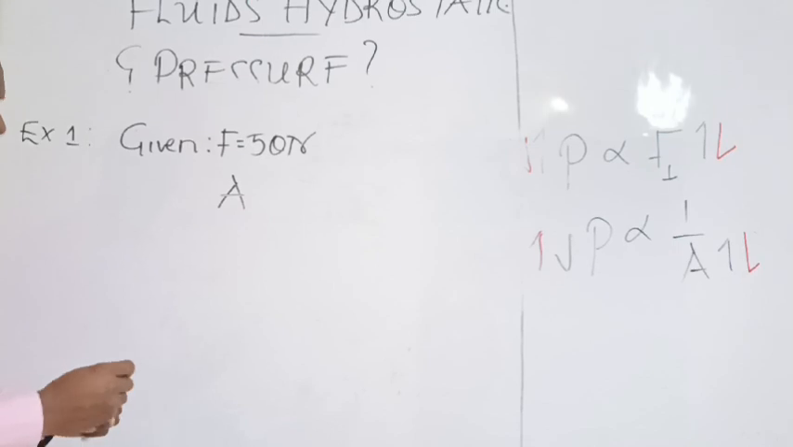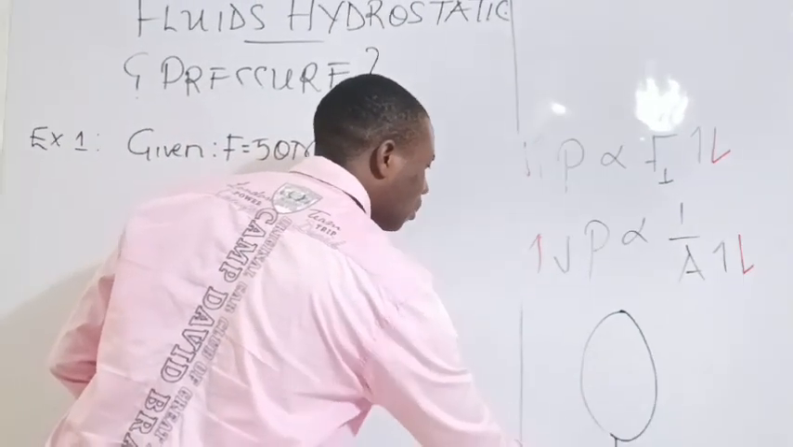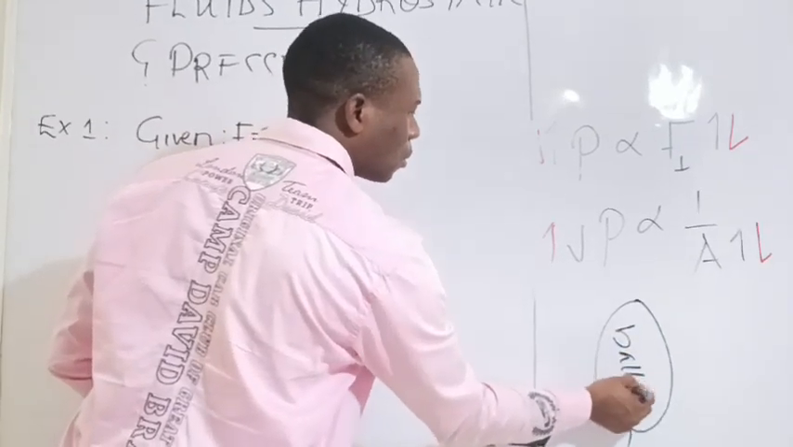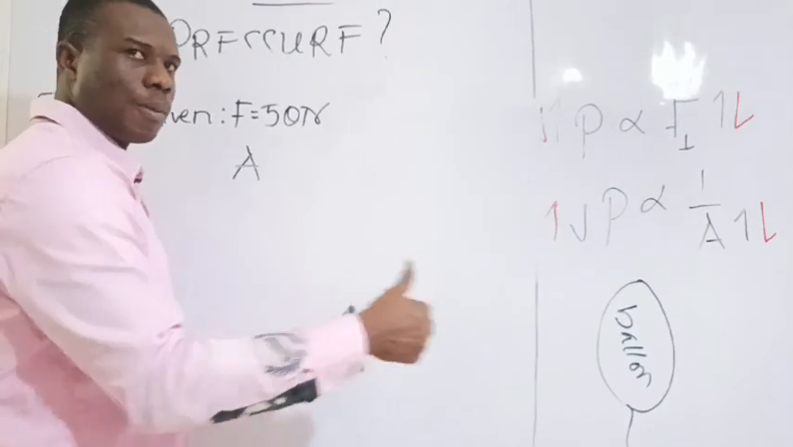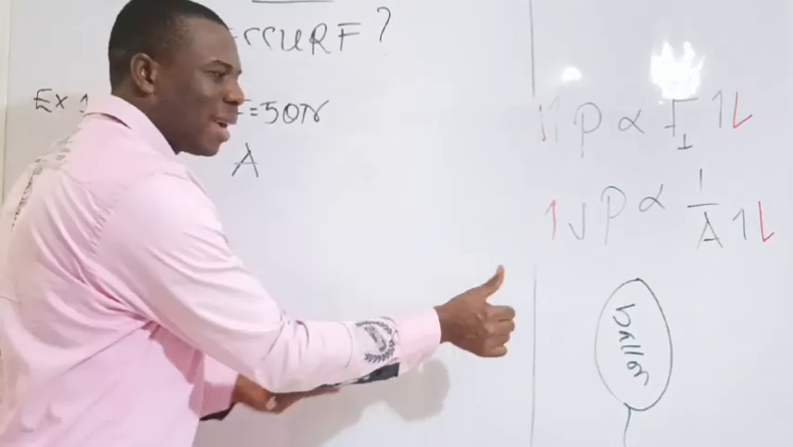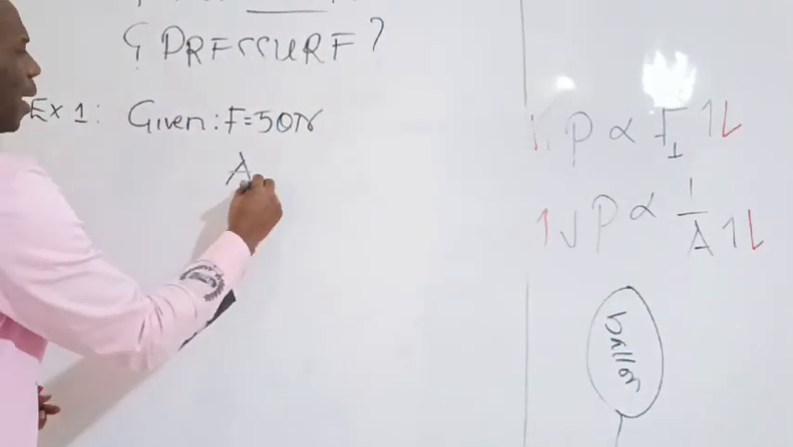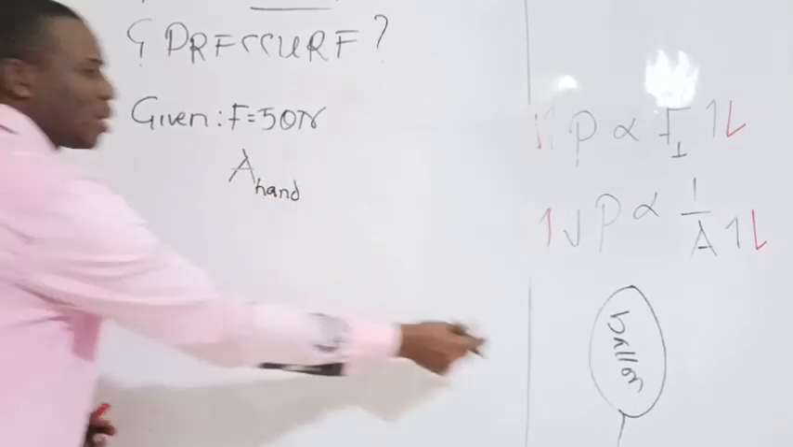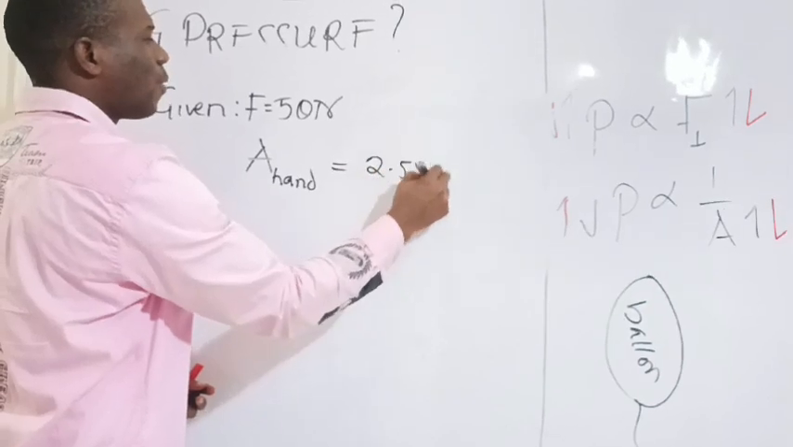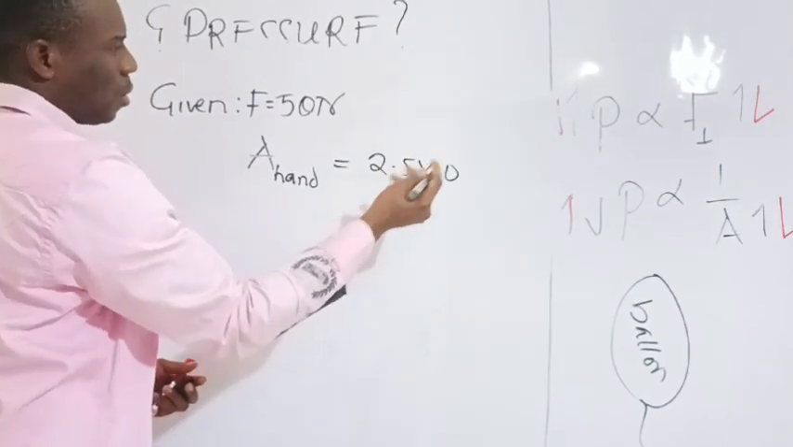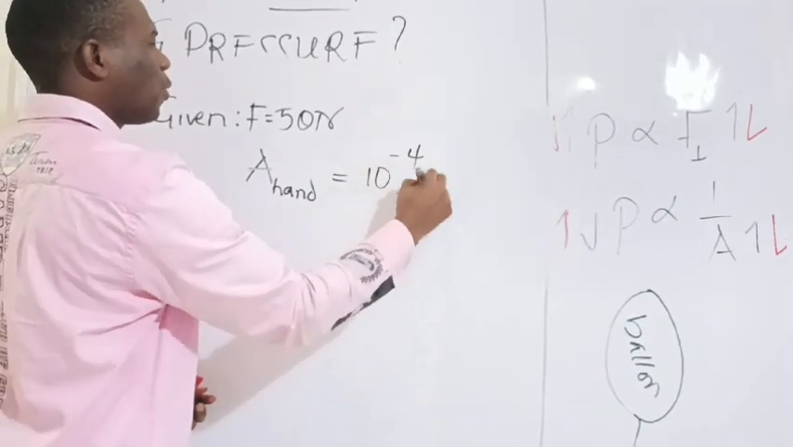Let's say you have a balloon like so. So this is a balloon. So I exert a force from my hand, but my thumb makes contact with the surface of this balloon. So let's say the area of my hand that makes contact with this balloon when I exert a force of 15 Newton on this balloon, let's say it's about 2.5 times 10 raised to power. Okay, let's say it's roughly 10 raised to power minus 4 square meter.